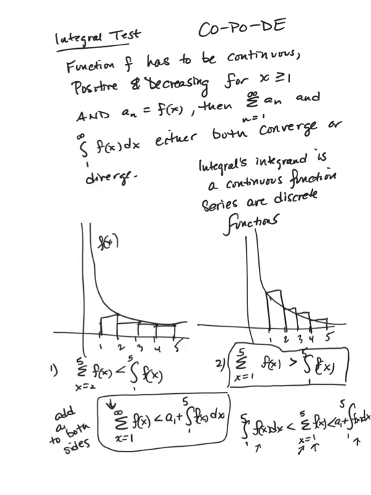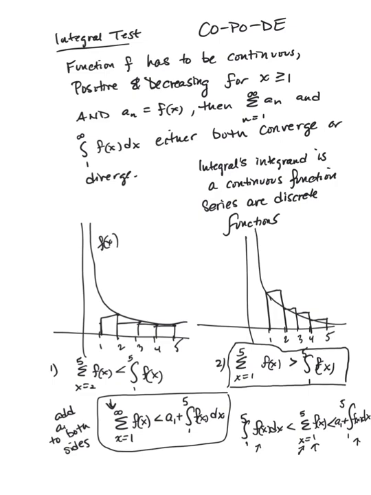Okay, so we're going to look at the integral test. Okay, to use the integral test, a function f has to be continuous, positive, and decreasing. You can remember that by co-poti. You'll hear me saying that in class. For x greater than or equal to 1, and a sub n, we're going to let a sub n equal f of x. Then the series n equals 1 to infinity of a sub n, and the integral from 1 to infinity of f of x dx either both converge or diverge.